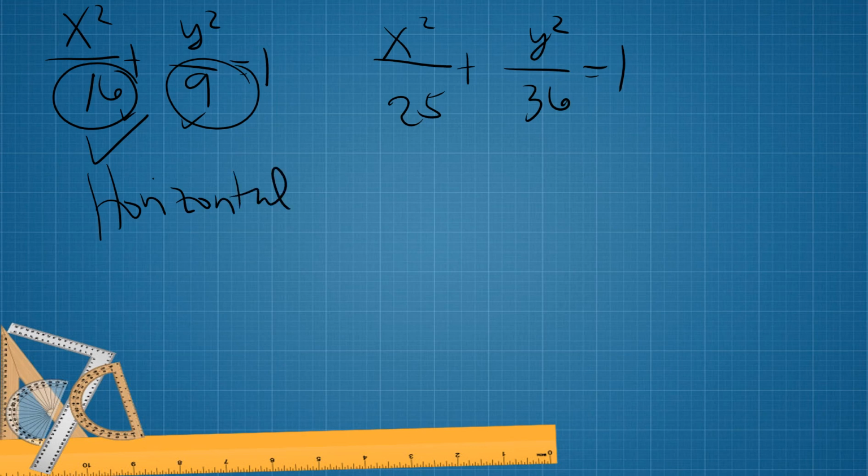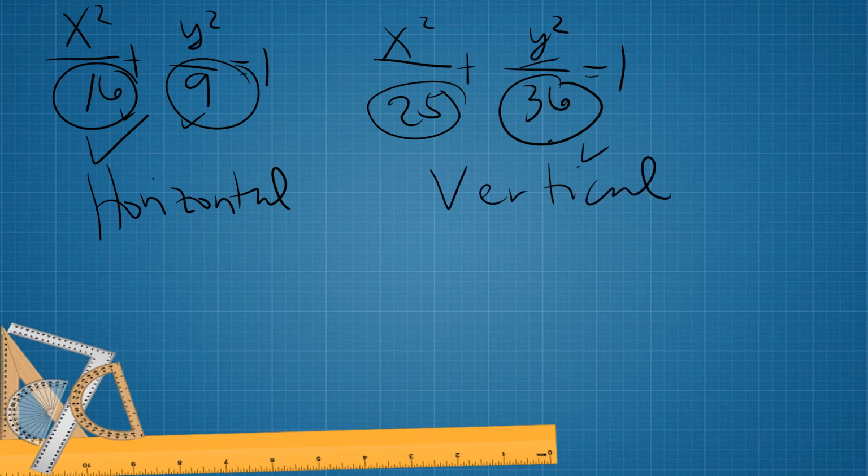While on the other hand, on the second example, we have 25 and 36 as the denominators of x squared over 25 plus y squared over 36 equals 1. Since 36 is greater than 25 and 36 is also located on the denominator of the y variable, therefore, the ellipse is oriented vertically. Let's try an example.